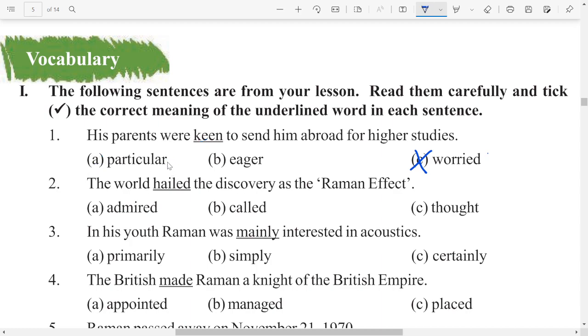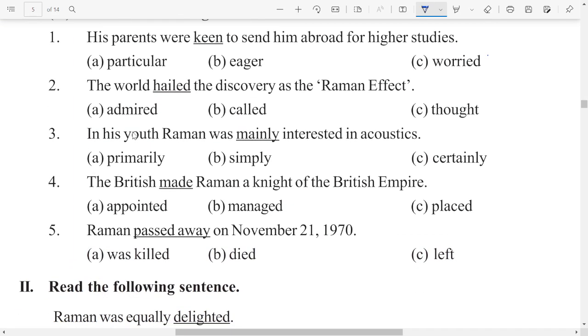Next one, the world hailed the discovery as Raman effect. Here the underlined word is hailed. What do you mean by hailed? Hailed means kind of praised or appreciated. Okay, so here the word hailed the discovery as a Raman effect. So hailed here means, you have three options: admired, called, thought. So which of them is similar here, synonym? That is the first one, admired. Admired means appreciated, praised, hailed. All of them are synonyms.